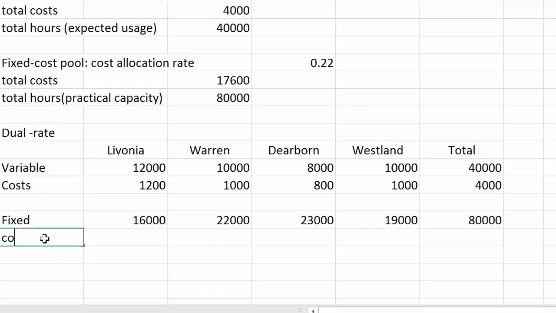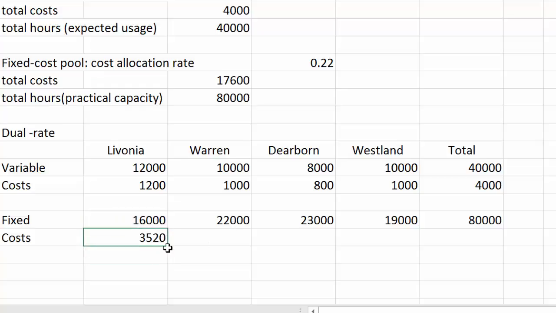Okay. Then when we come to the cost, we are going to multiply the new fixed cost pool rate, which is 22 cents, by the corresponding number of hours of practical capacity. So this one is going to be 16,000 and then multiplied by 22 cents.